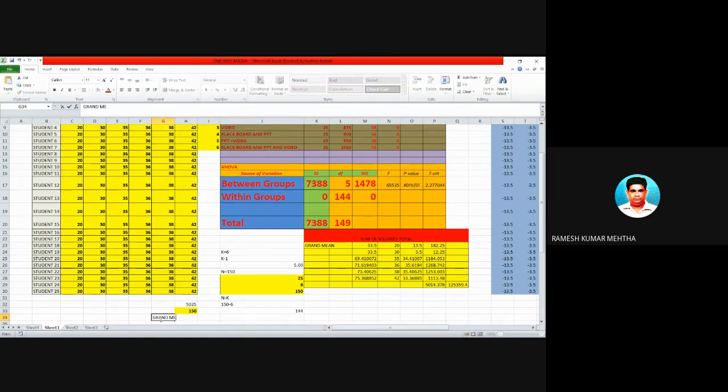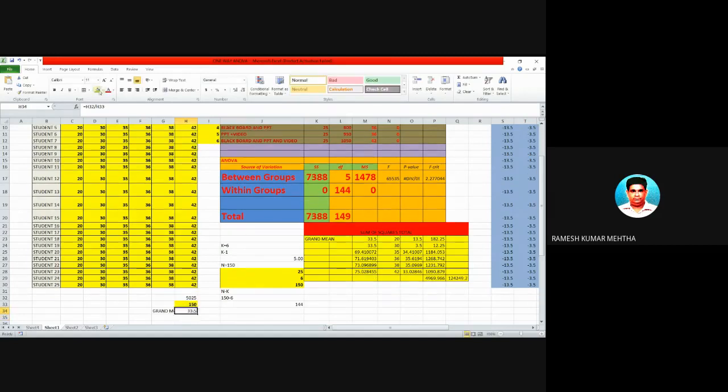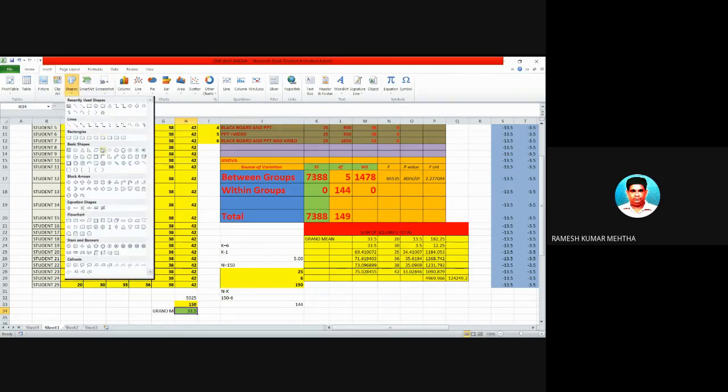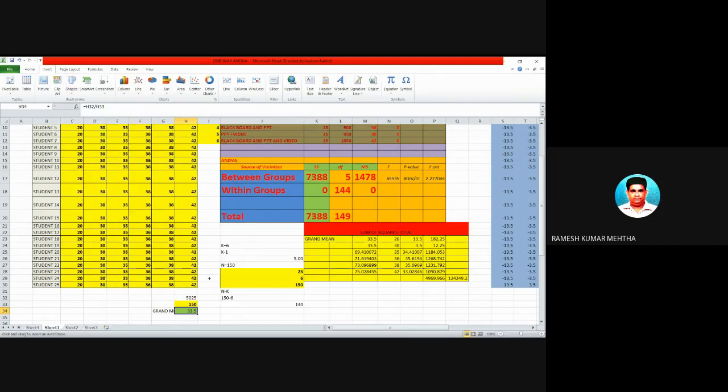Therefore, grand mean is equal to, now, what is the meaning of mean? Sum by observations. That is 5025 by 150. You will get 33.5. So this is step number one. You got a grand mean of 33.5. Hope this is also clear. So this is the grand mean.